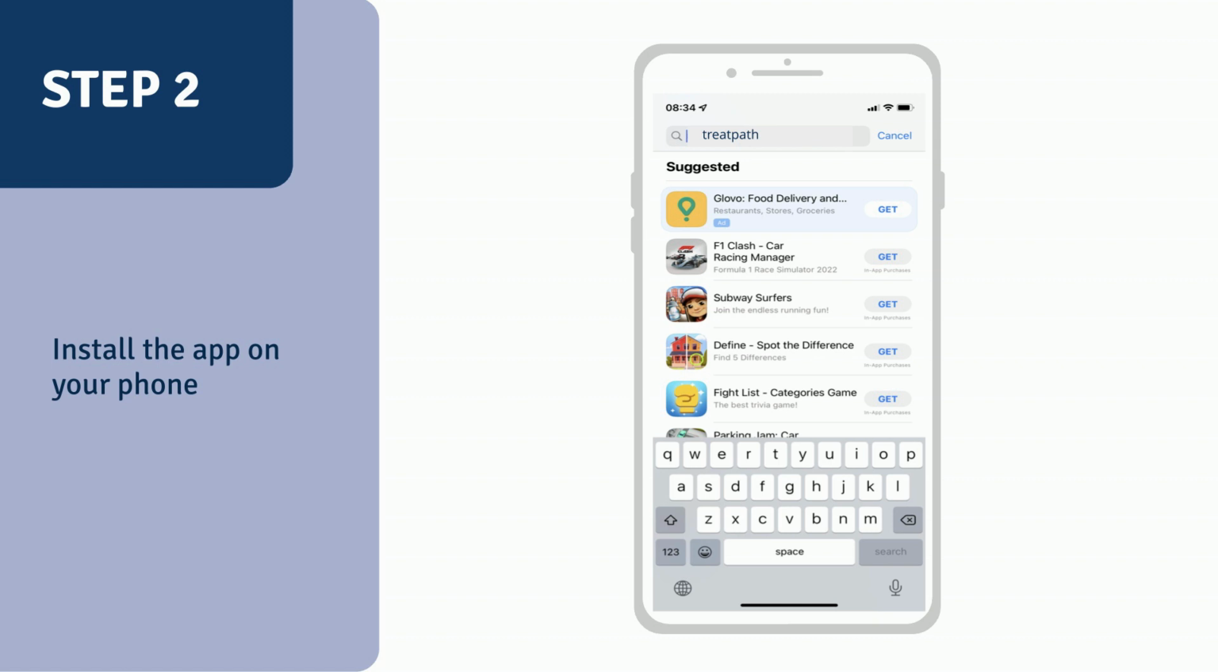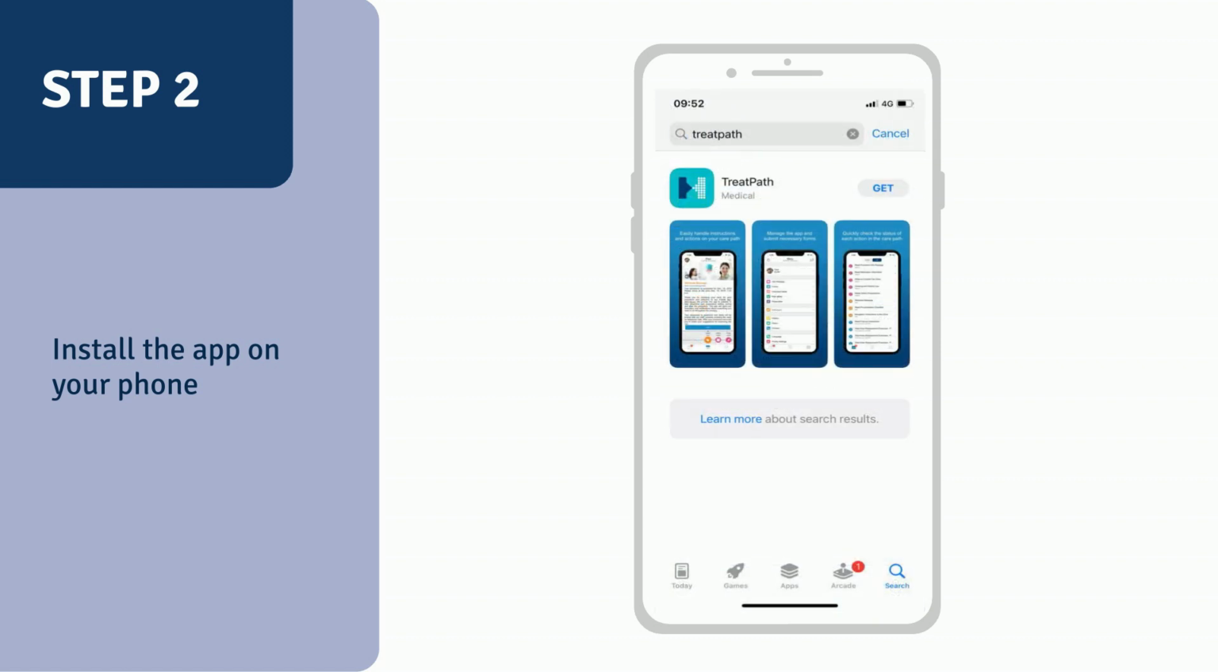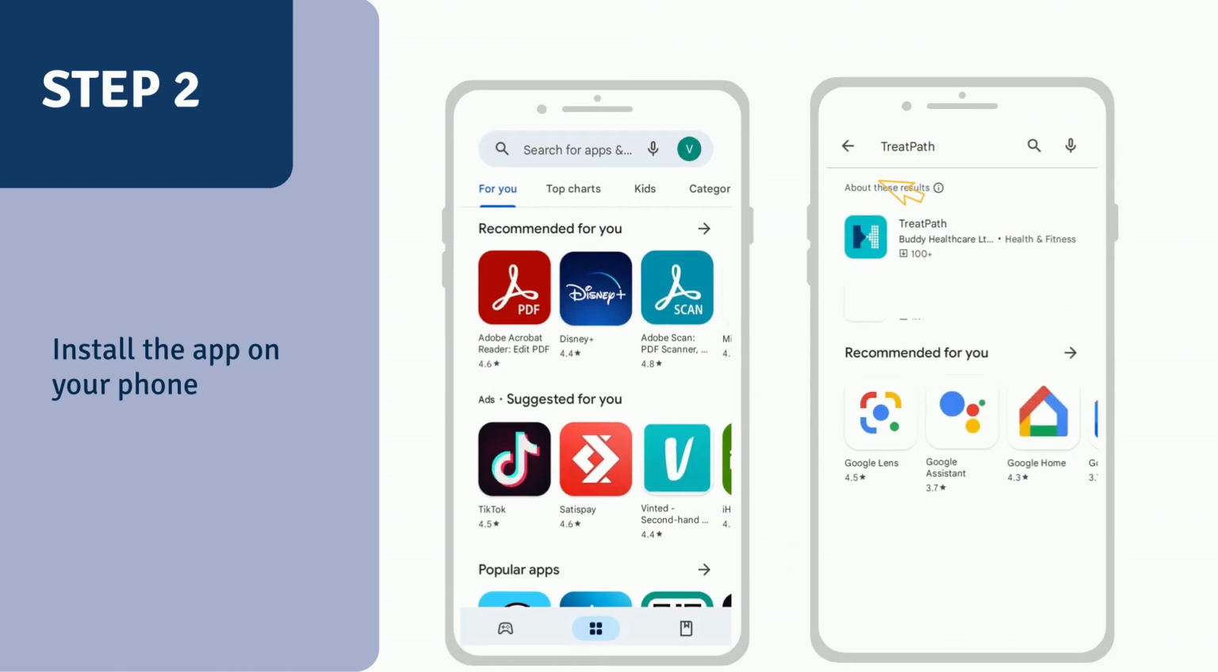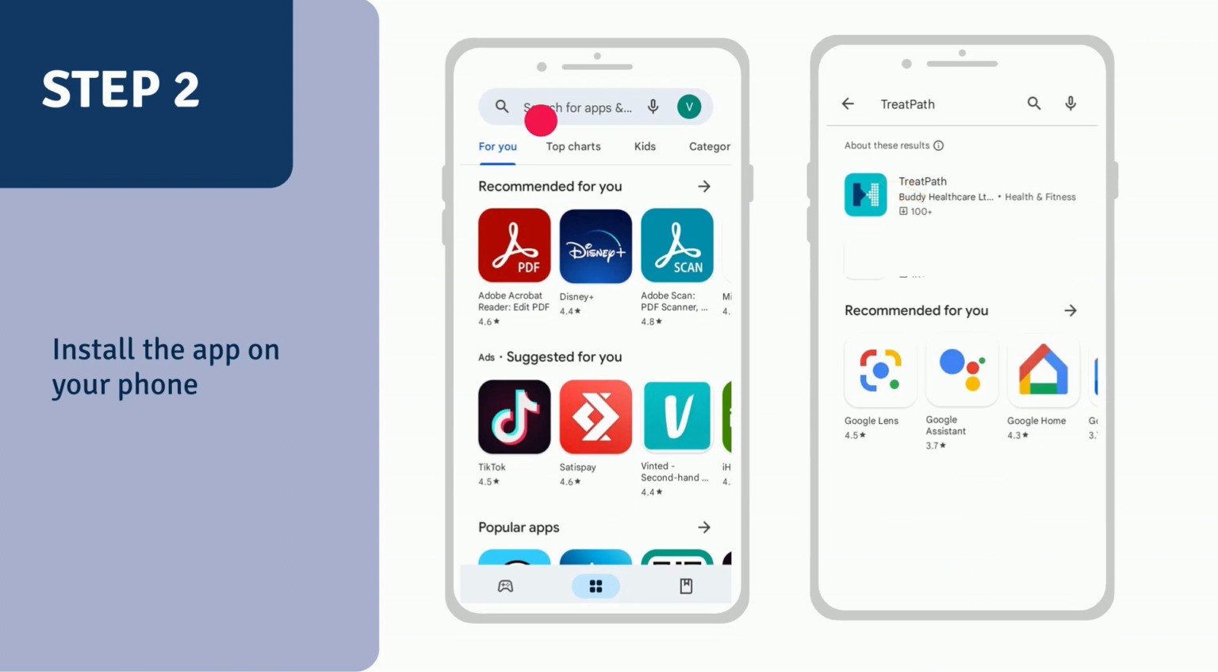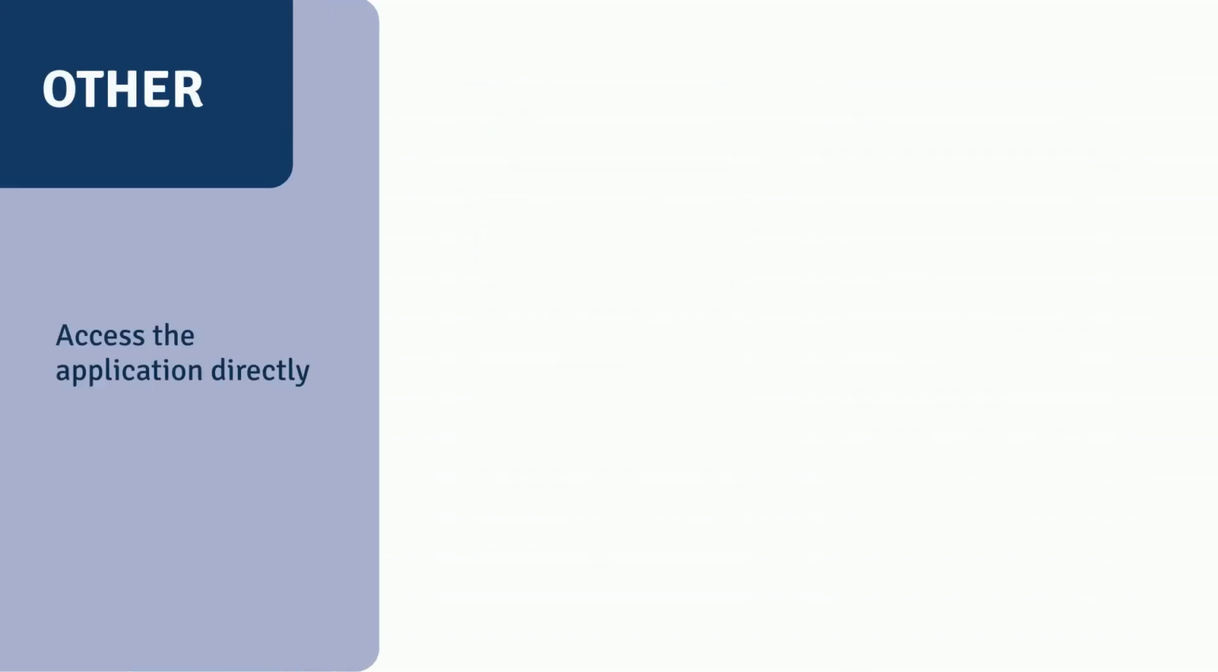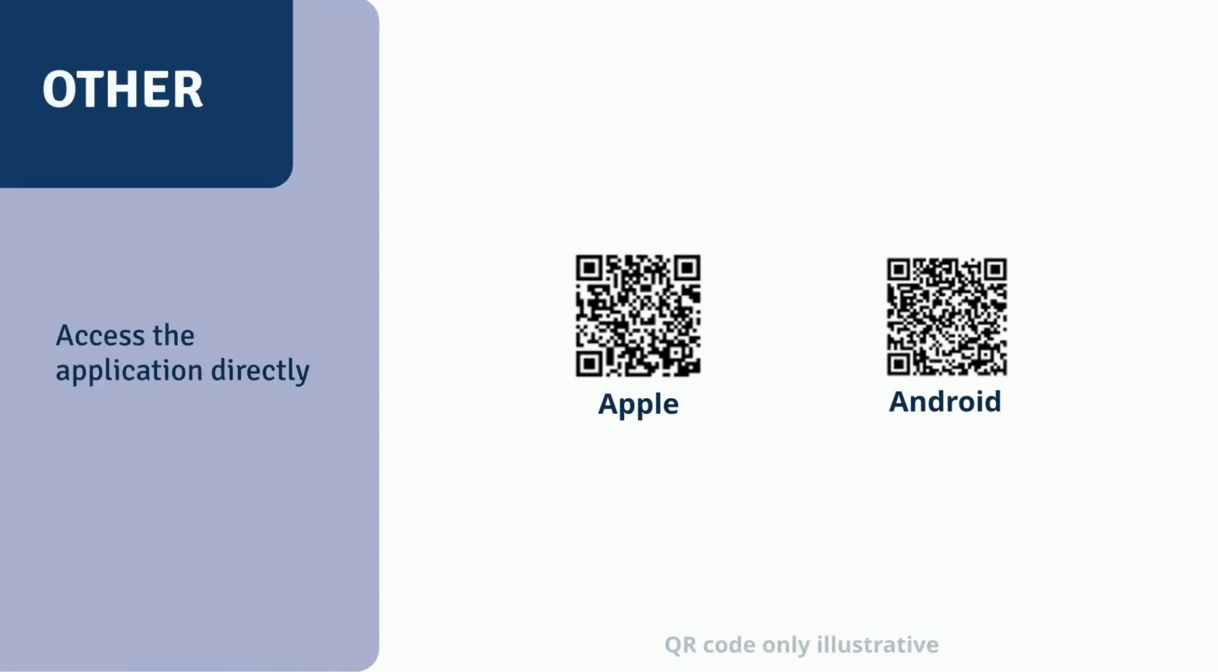Please search for the application as displayed in this video. It will appear in a list or directly according to the version of your device. Then click on Get. The process of searching and installing the application will be the same with an Android device. You may also download the application directly by scanning the QR code that you are now seeing on the screen.